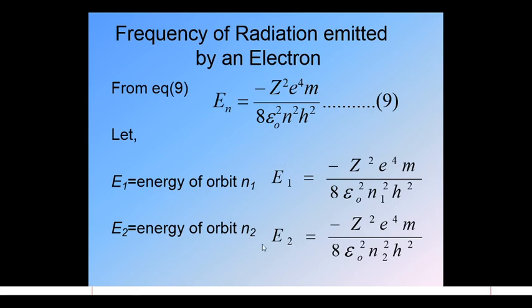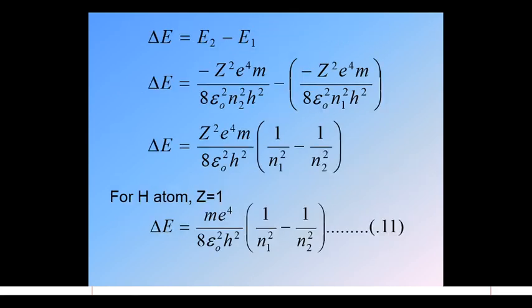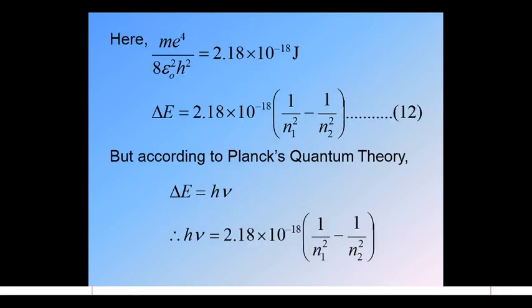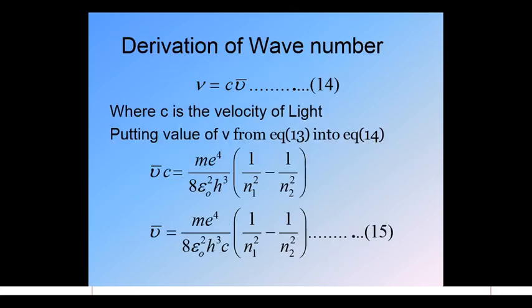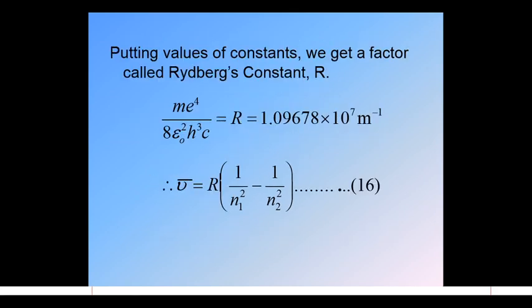See, we took the derivation from the energy values, E1 and E2. From that we started the derivation and found the energy difference. We equated it with Planck's quantum theory, so that delta E is equal to h nu. From that we got the expression for nu, and substituting nu as C into nu bar, where nu bar is the wave number, we got the expression for nu bar as R into 1 by n1 square minus 1 by n2 square, where R is the Rydberg constant.